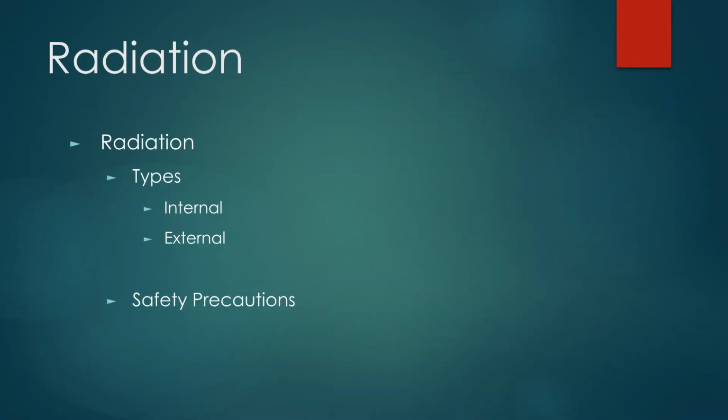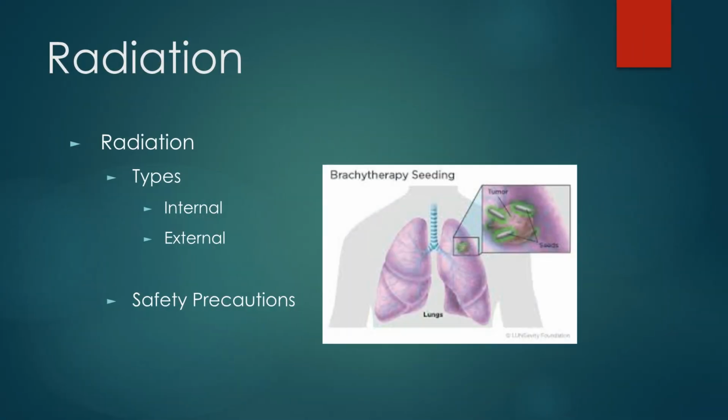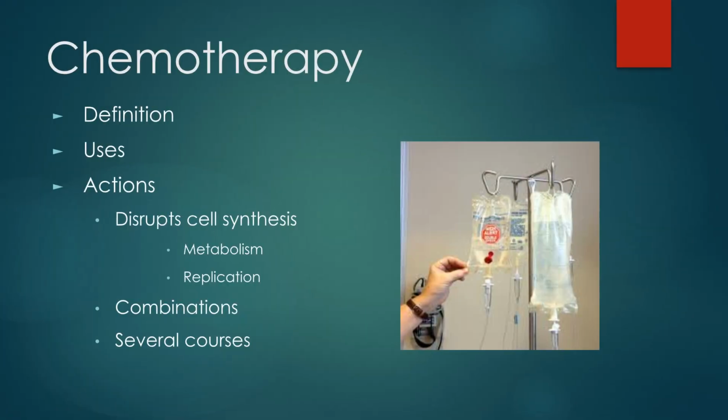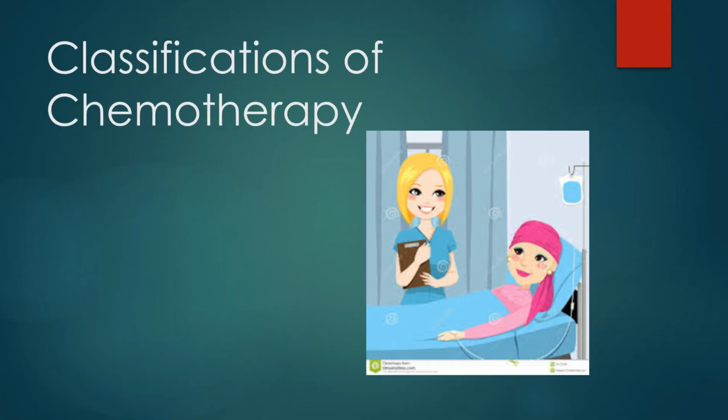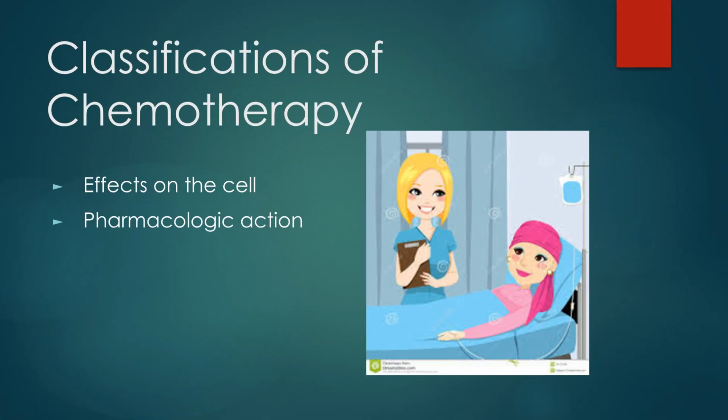It may be used to obtain a biopsy, remove the tumor, or provide symptom relief. Radiation therapy can be delivered internally or externally. Safety precautions are essential during treatment, and skincare is important to manage potential side effects like radiation dermatitis. Chemotherapy uses drugs to disrupt cell synthesis, metabolism, and replication, often given in combinations over several courses. These powerful drugs target malignant cells.